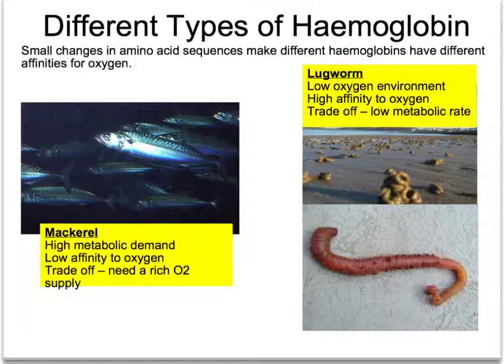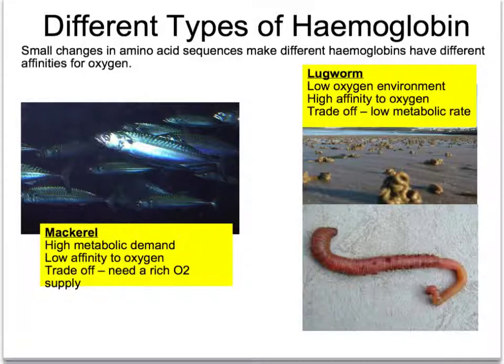Now the best way to describe it is by 2 examples. So the mackerel, very energetic fish, very fast moving, a lot of muscle tissue, a lot of mitochondria respiring, high demand for oxygen. Therefore, its hemoglobin has a very low affinity to oxygen. And that sounds a bit strange in that it needs lots of oxygen, but its hemoglobin doesn't hold on to it very easily. But that's a good thing really, because that means the hemoglobin lets go of it really, really quickly.